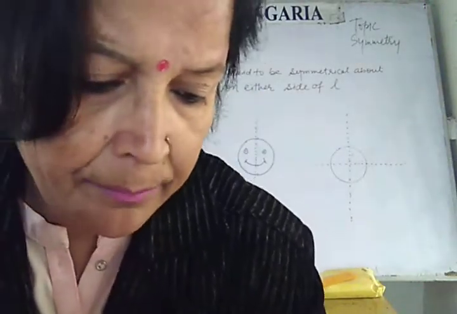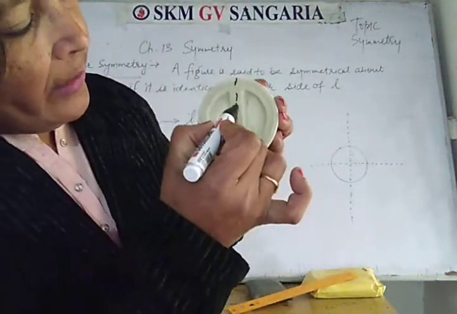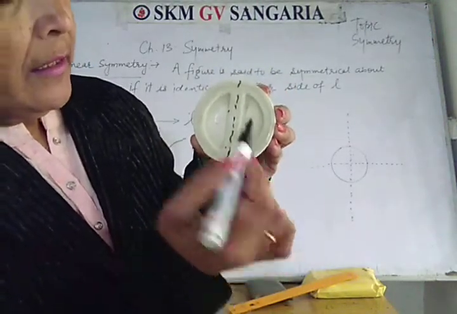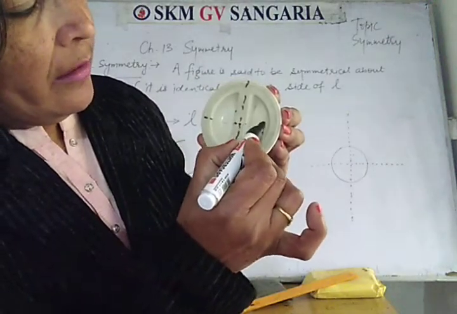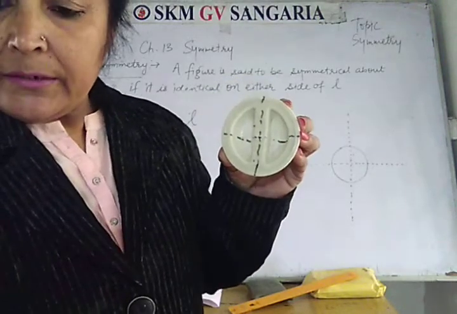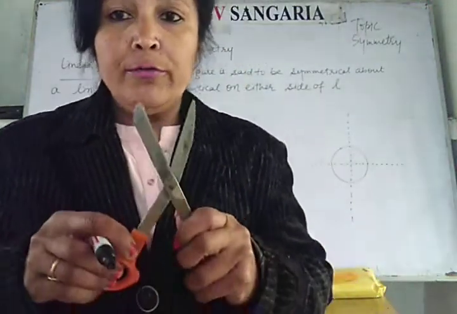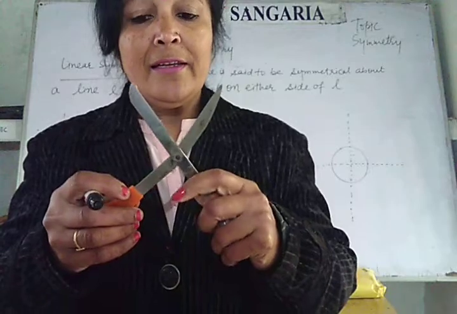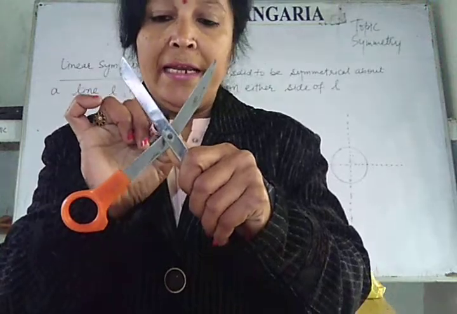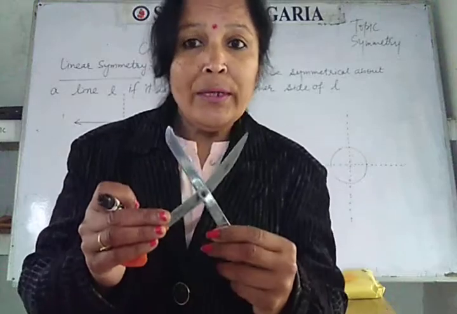You can see the lid of a bottle also, and here is its line of symmetry. This is dividing this lid into two equal parts, and when you draw a line in this way, this is the horizontal line of symmetry. This will divide this figure into two equal parts. And you can also see a pair of scissors. When you draw one line of symmetry here, it will divide the scissors into two equal parts.